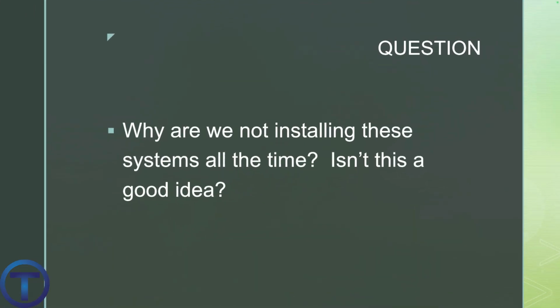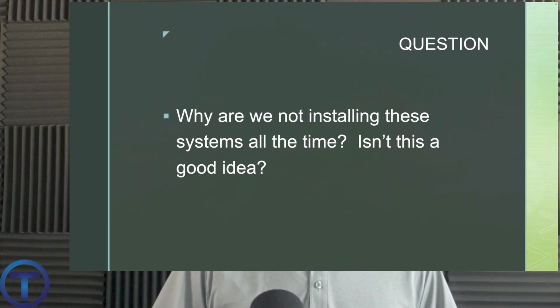I have a question here at the end for consideration. Why do you think we are not installing these systems all the time? I mean, isn't this a good idea? Wouldn't it be great if everyone starts doing this, reclaiming water, using it to irrigate? I hit on the reason for this earlier in this presentation. It has mainly to do with the cost, right?